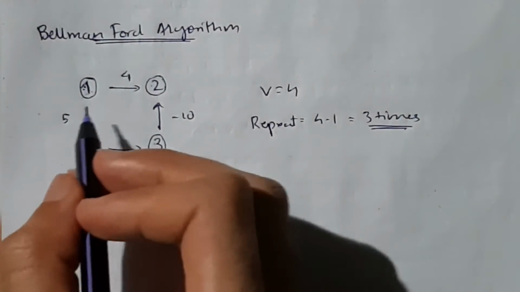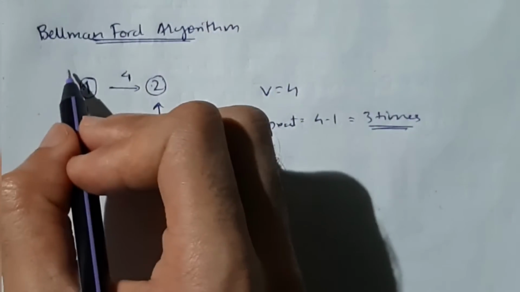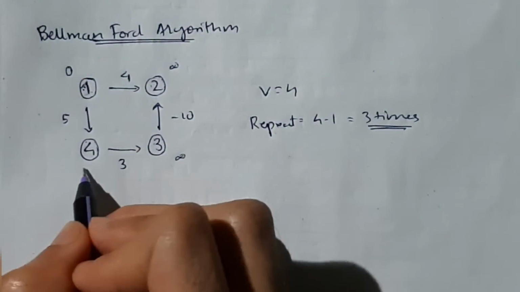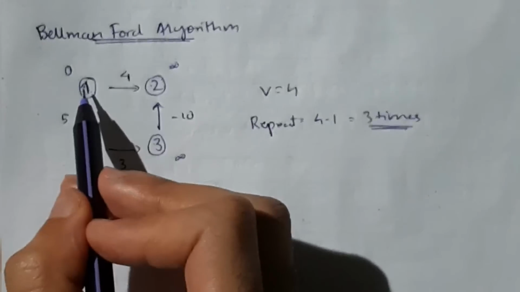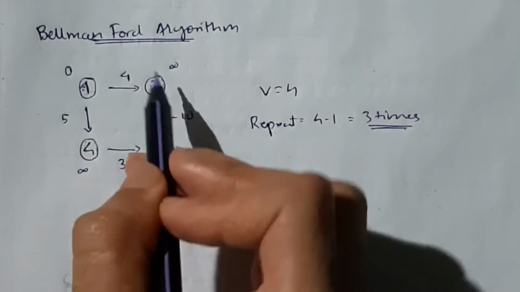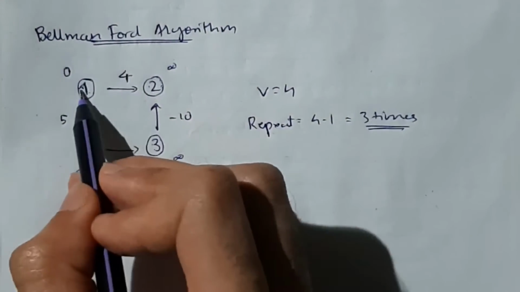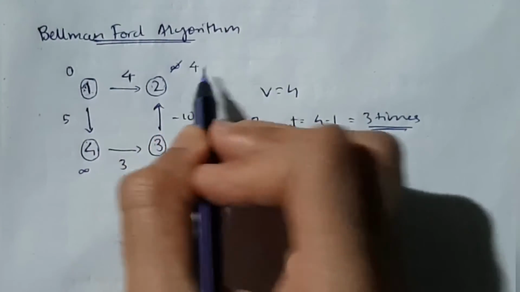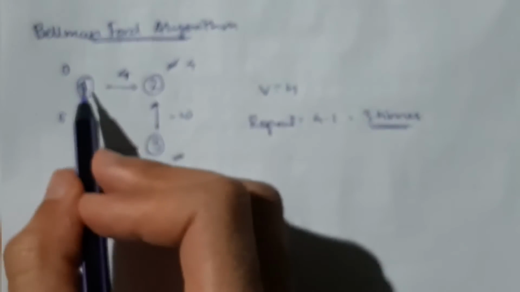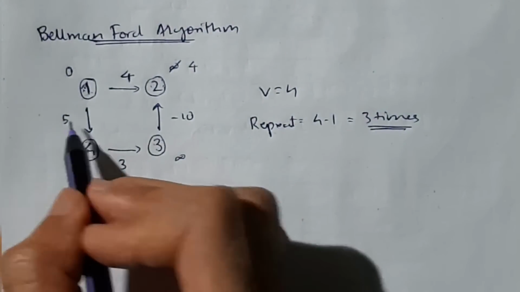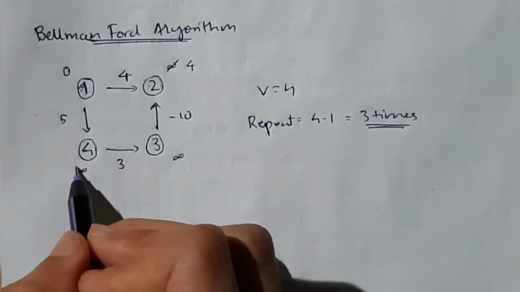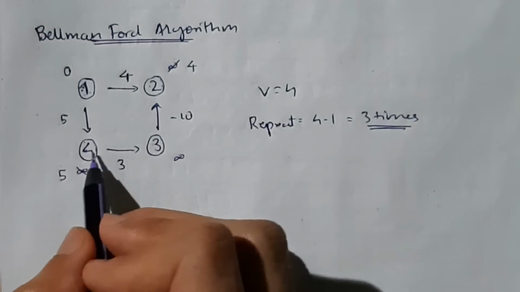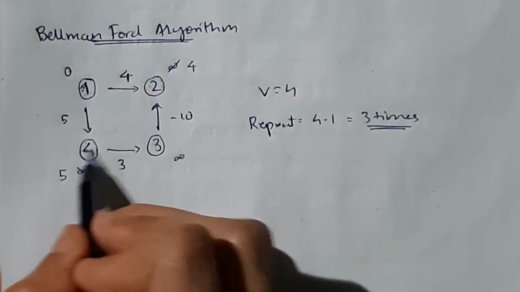So what I'll be doing in this is, if 1 is the source vertex here, I'll be writing 0 here and for the rest I'll be writing infinity. Okay, then after that I'll be checking from 1 to 2. From 1 to 2 I can go through the edge 4, which is less than infinity. So I'll be cutting here and writing 4. Okay, from 1 to 4 I can go through 5. So here it's infinity, 5 is less than infinity. I'll be writing it here.